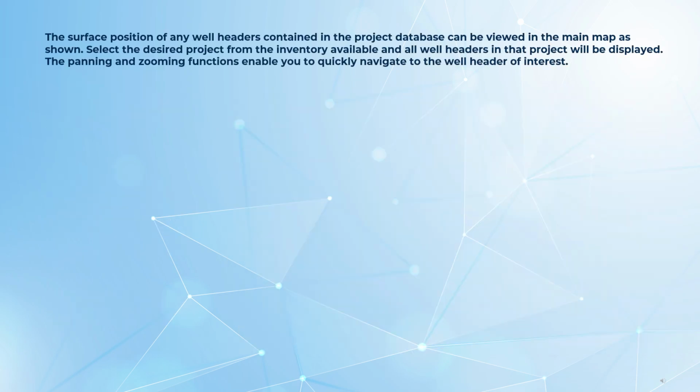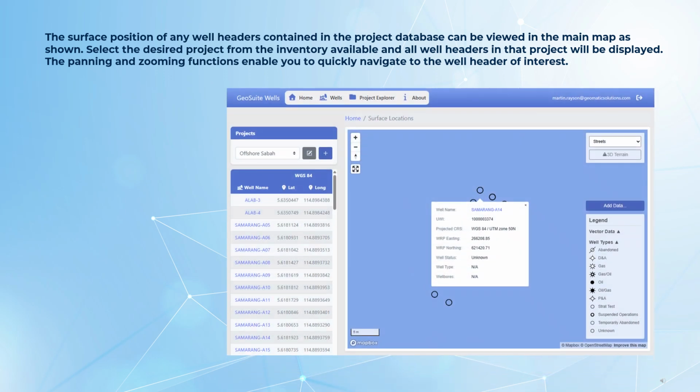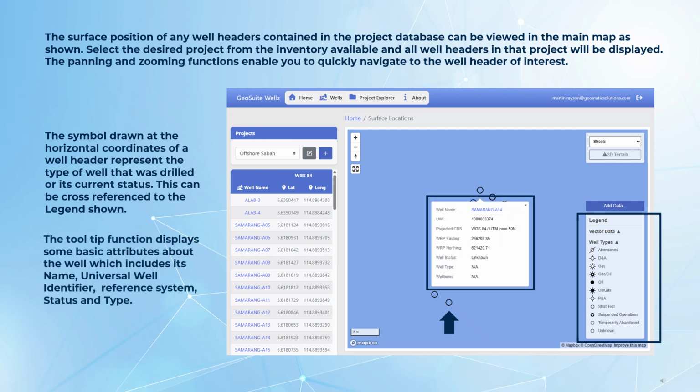The surface position of any well headers contained in the project database can be viewed in the main map as shown. Select the desired project from the inventory available, and all well headers in that project will be displayed. The panning and zooming functions enable you to quickly navigate to the well header of interest. The symbol drawn at the horizontal coordinates of a well header represents the type of well that was drilled or its current status. This can be cross-referenced to the legend shown. The tooltip function displays some basic attributes about the well, which includes its name, universal well identifier, reference system, status, and type.